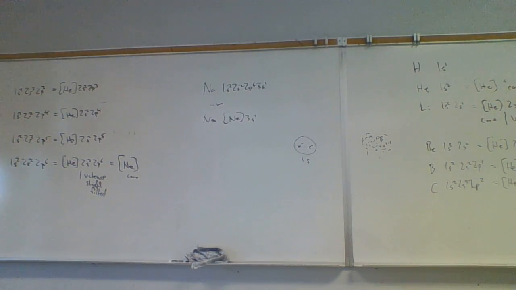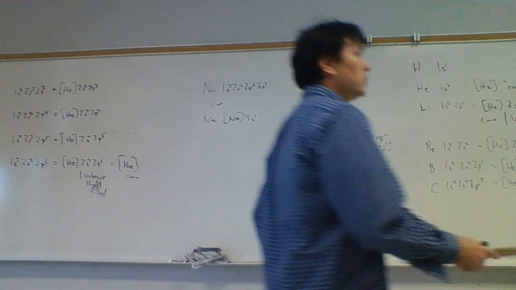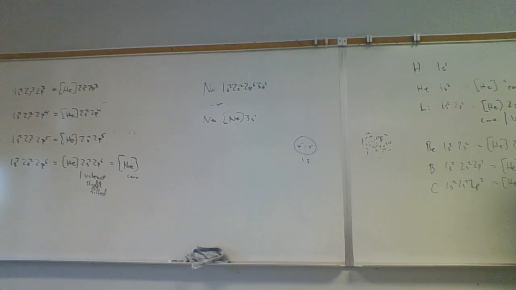Which aren't shown in the periodic table. So here, we call these periods. The first shell is the first period. The second shell is the second period. The third shell is the third period. Fourth shell we did. That's what we wrote in our diagram.